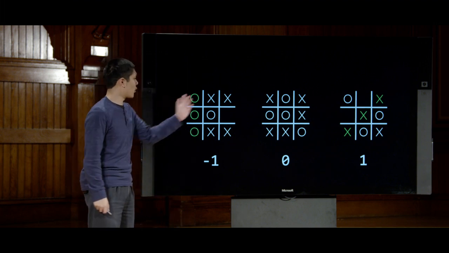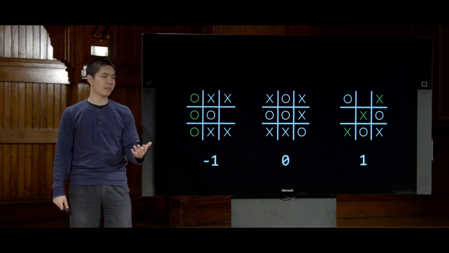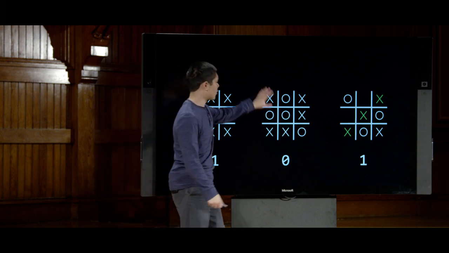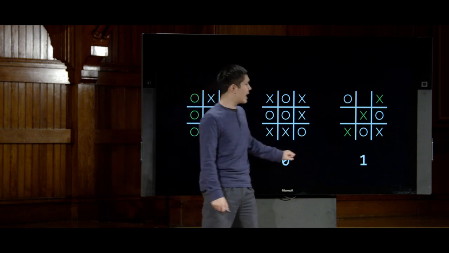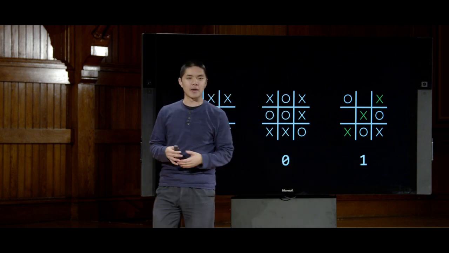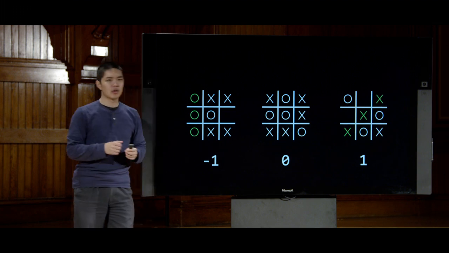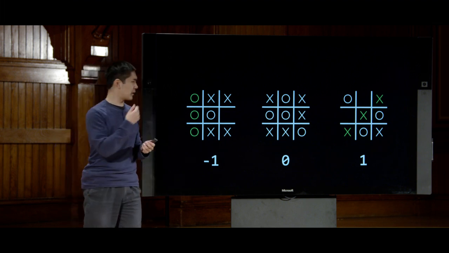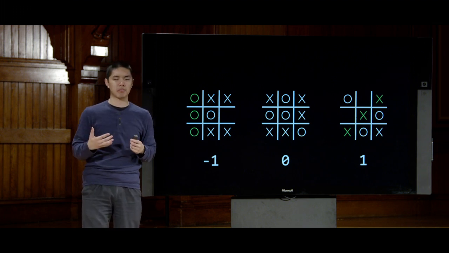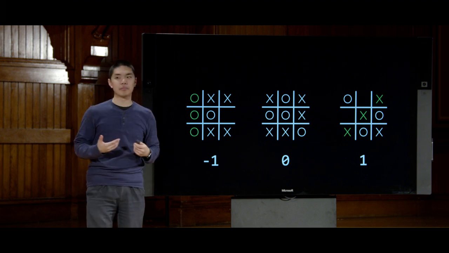And for now, let's go ahead and assign each of these possible outcomes a different value. We'll say O winning will have a value of -1. Nobody winning will have a value of 0. And X winning will have a value of 1. So we've just assigned numbers to each of these 3 possible outcomes. And now we have 2 players, the X player and the O player. We're going to call the X player the max player, and we'll call the O player the min player.